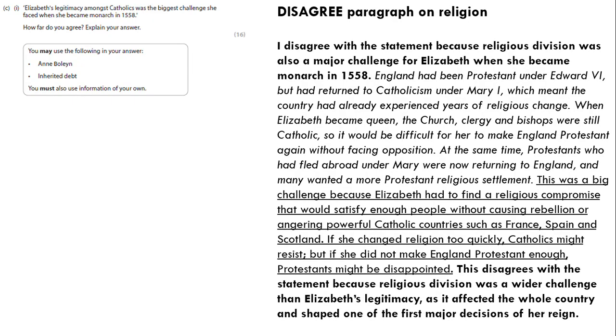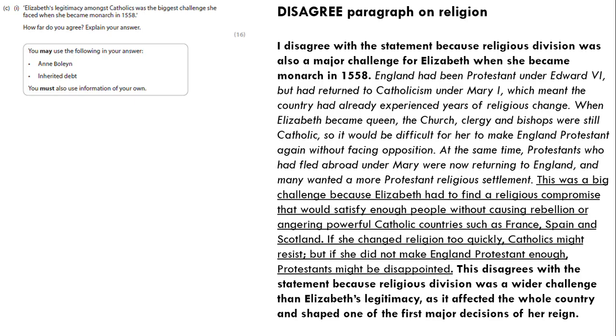Here's our first disagree paragraph on religion, and you'll notice as you get towards the end of this paragraph, it compares religion to legitimacy. So in bold at the top, I disagree with the statement because religious division was also a major challenge for Elizabeth when she became monarch in 1558.